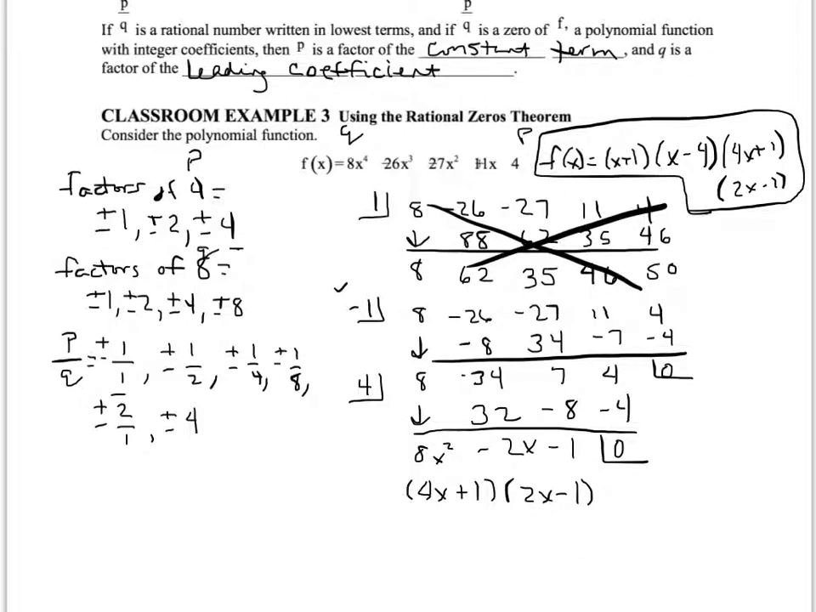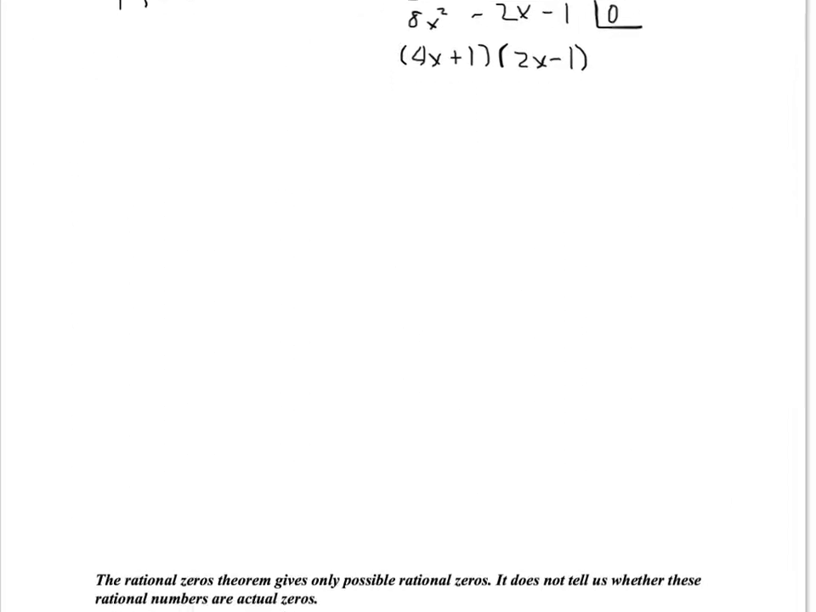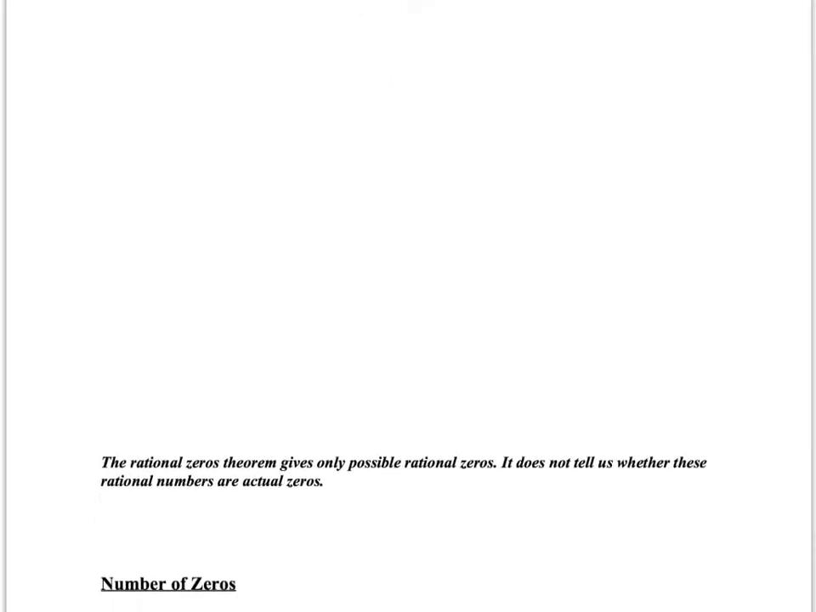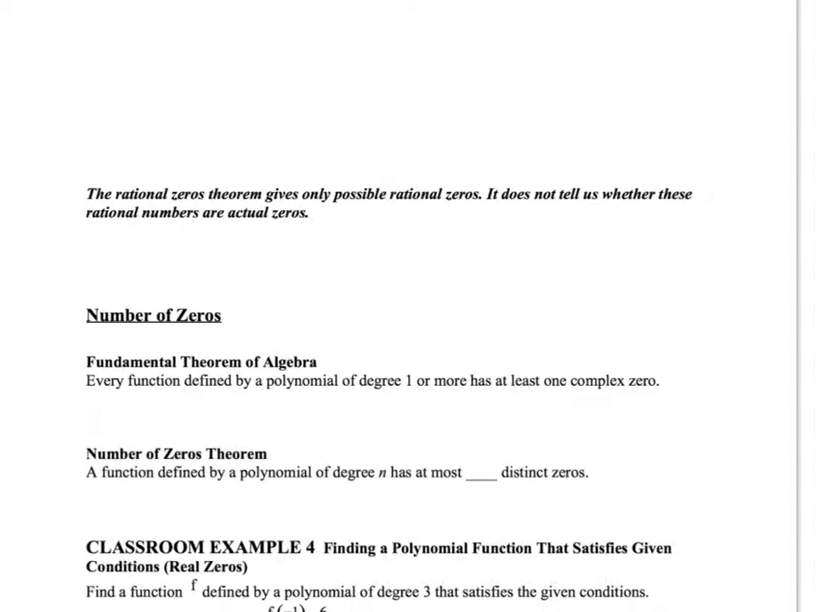So the rational zeros theorem is helpful because without a graph or without knowing what a 0 is, it can narrow things down for you. But notice it only gives possible rational zeros. It won't tell you whether it's an actual 0 unless you plug it in and you check to see if you get a 0 in the remainder spot.